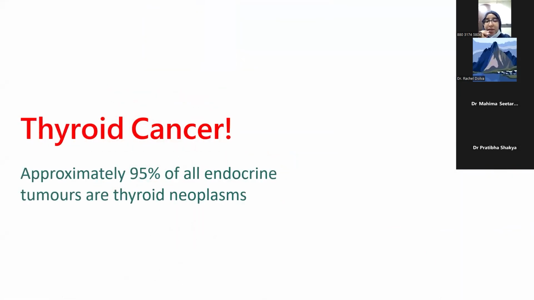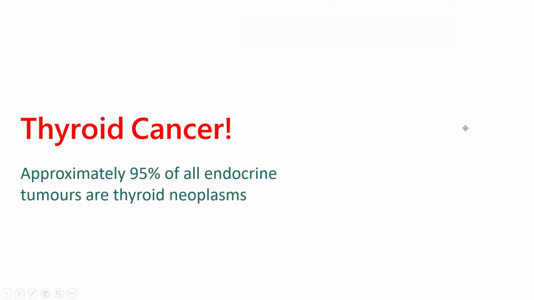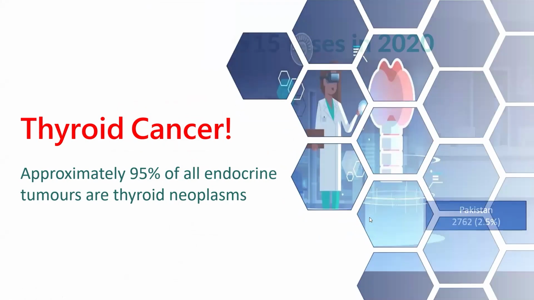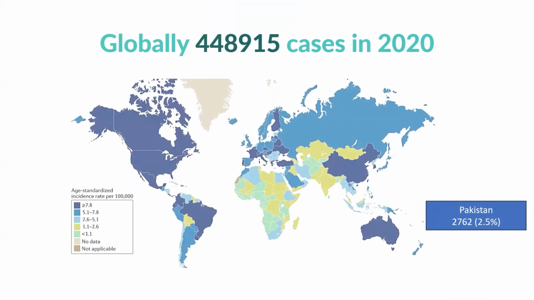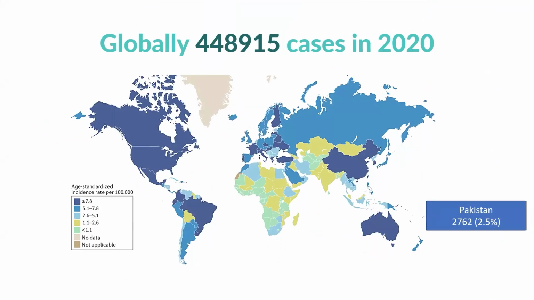About thyroid cancer. Approximately 95% of all endocrine tumors are thyroid cancers. According to an international study, about 448,000 cases were reported in 2020. That includes 2,700 cases from Pakistan.